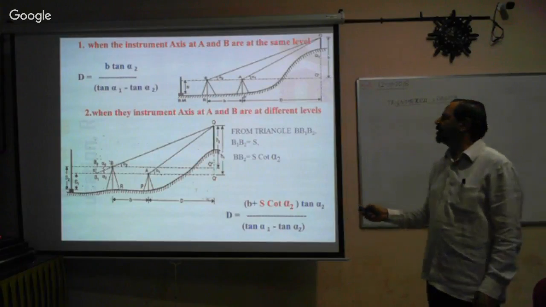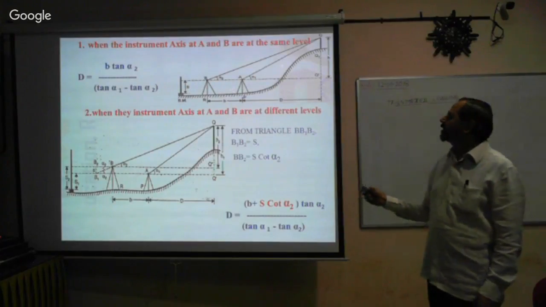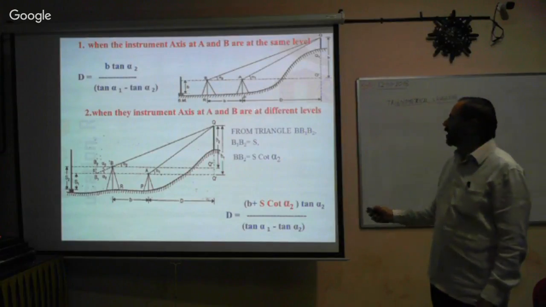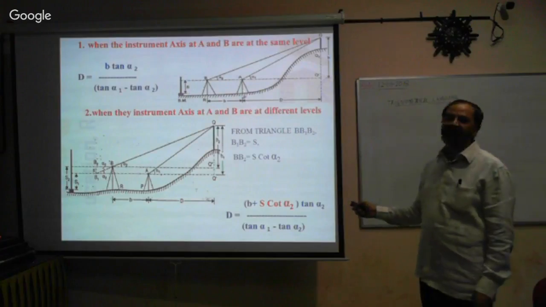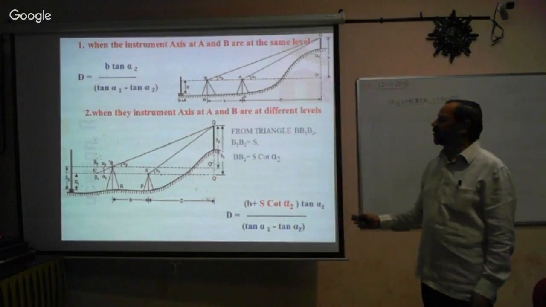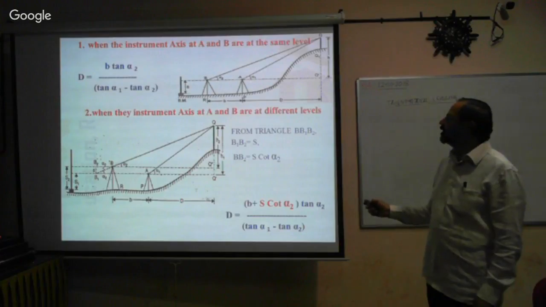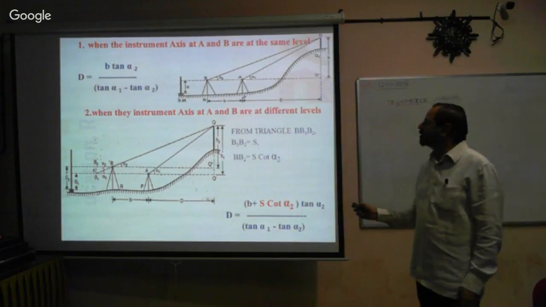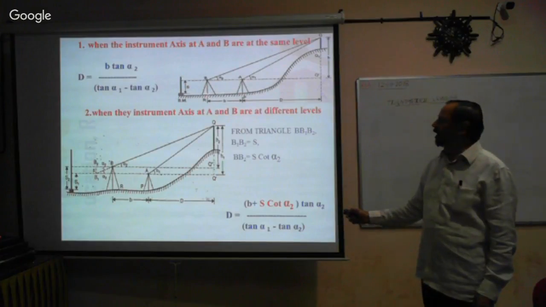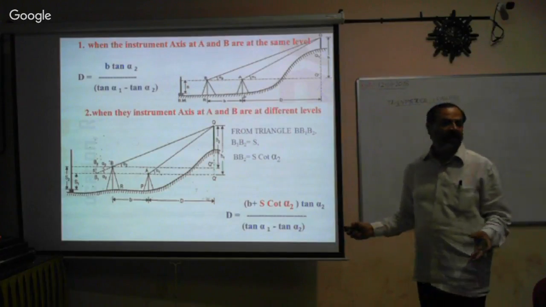So please note, install the instrument in a convenient place near the object whose elevation and distance we need to calculate. Install the instrument, level it, make the line of sight horizontal, then take a backsight on the benchmark, note the staff reading, then measure the vertical angle. This is alpha 1. Similarly, at a known distance b, locate another instrument station conveniently. Usually it is one chain length.